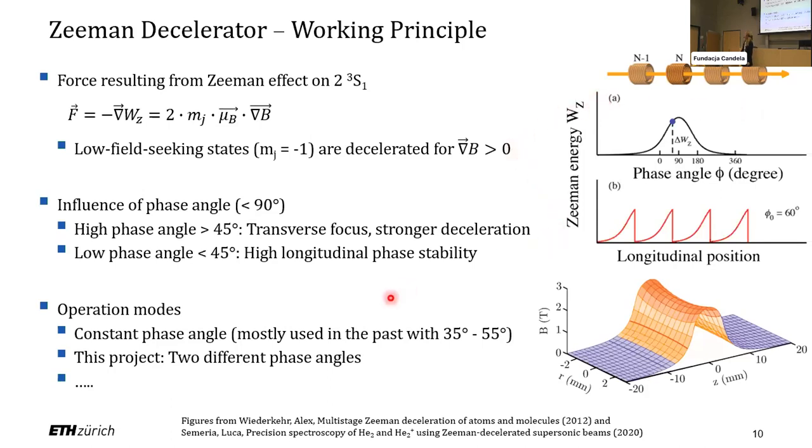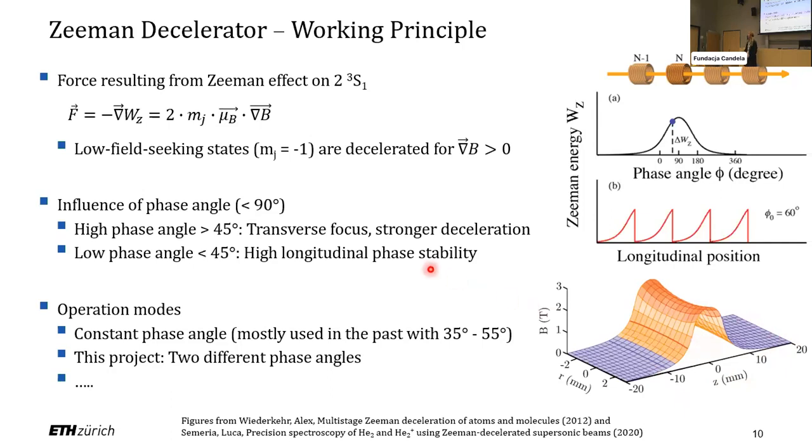Okay. So I will now explain a bit the influence of the phase angle for which we choose to decelerate our atoms. Here you can see a cross-section of a magnetic field in such a coil, not only in longitudinal direction, but also in the transversal direction. And you can see that there's a saddle point in the center. This means that our low field seeking states, we cannot only decelerate them, but we can also create a focus of the low field seeking state towards the center of the coil when our atoms are approaching the center of the coil. I mean the longitudinal center of the coil.